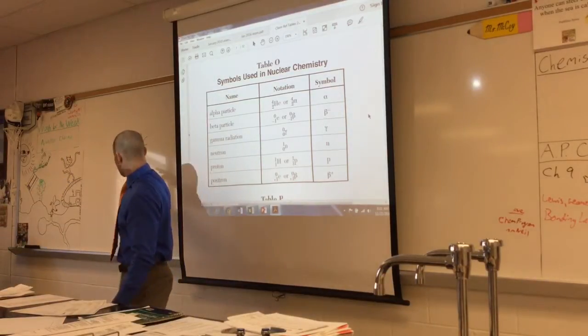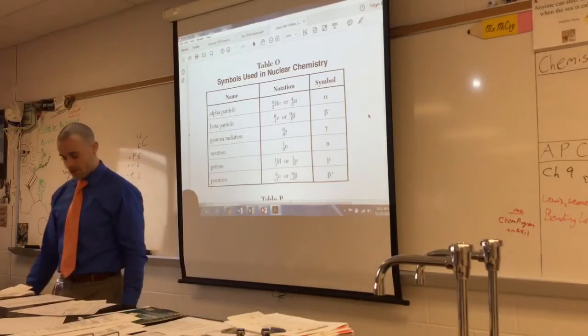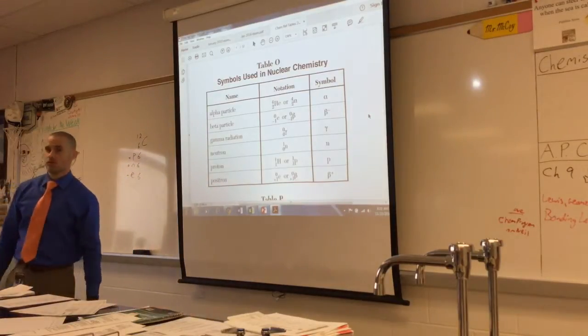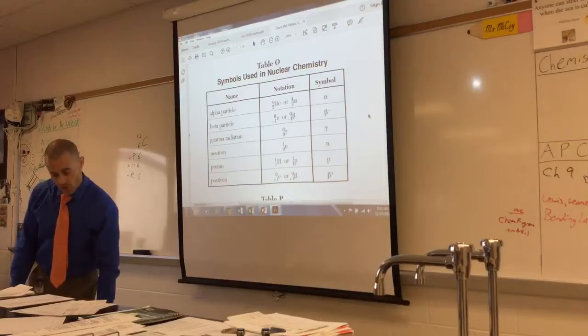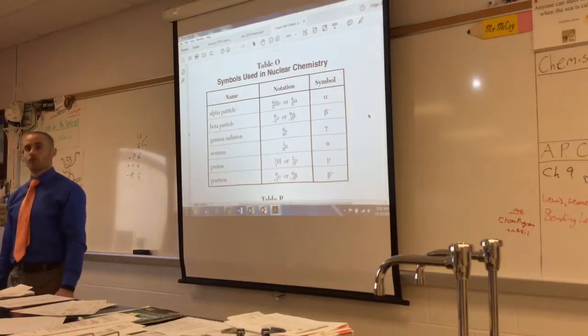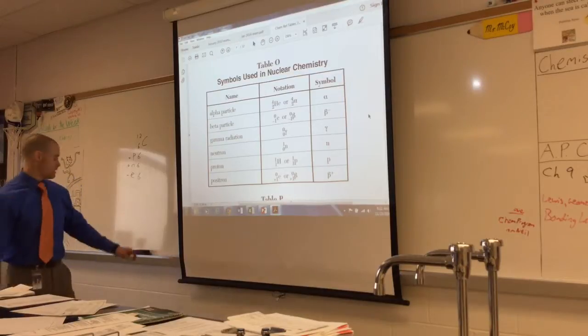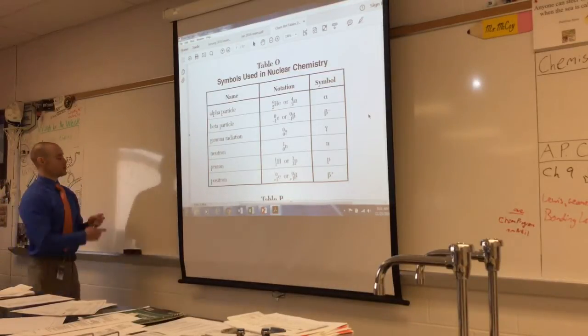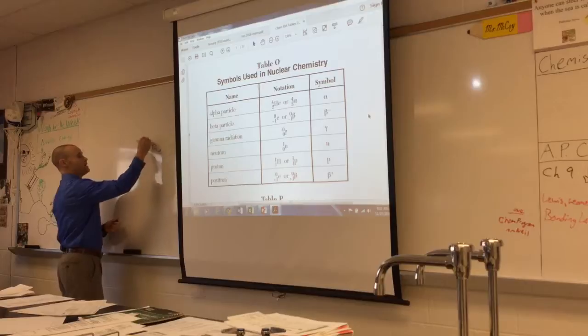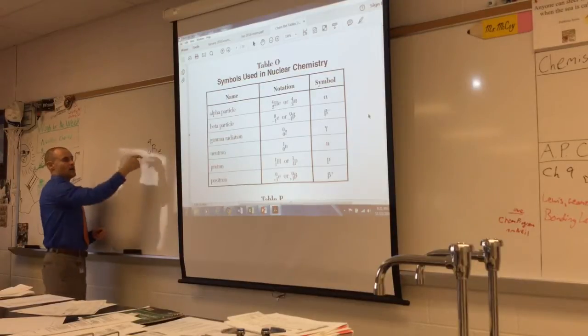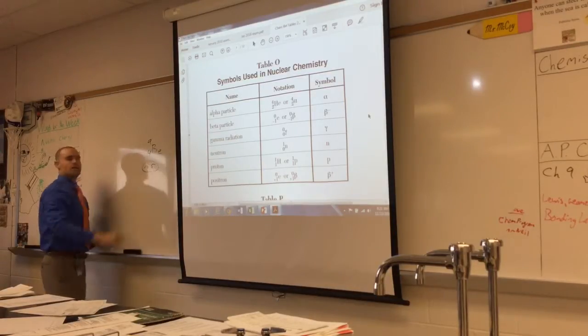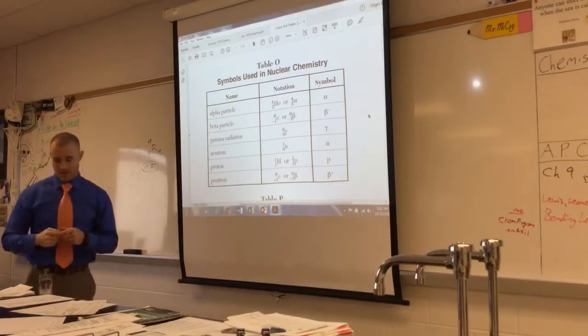Who has fewer neutrons than carbon, but it's in group 2? Fewer neutrons than carbon and is in group 2. What is it? Beryllium, because if you set up the nuclear symbol for beryllium, Be is 9 over 4. 9 minus 4, you have 5 neutrons. 5 neutrons, that's less than 6.